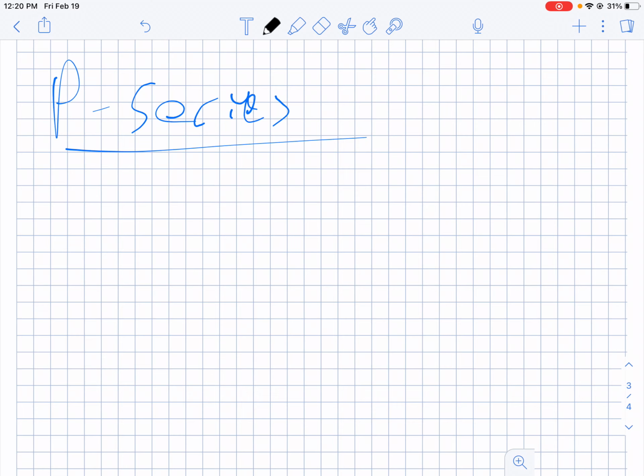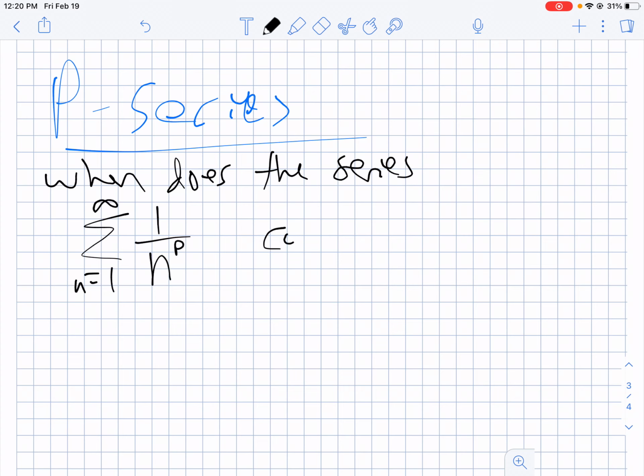All right, guys, so I'm here to tell you about the p-series. This is a result that we're going to get from using the integral test, and it helps us answer this question: when does the series, the sum from 1 to infinity of 1 divided by n to the p, converge, and when does it diverge? I'm not going to tell you the answer now, but we're going to figure out which values of p make the series converge and which make it diverge. And we're going to do this by the integral test.